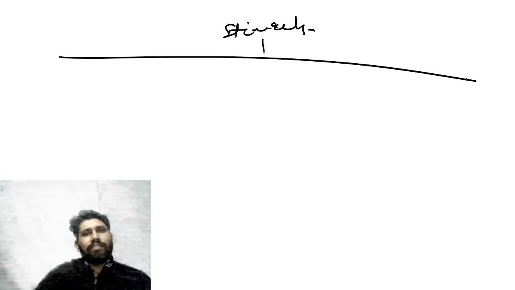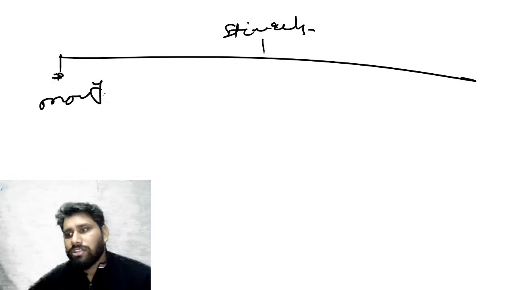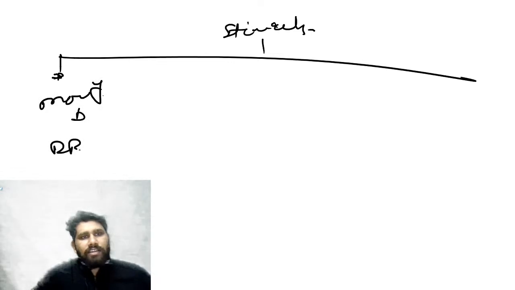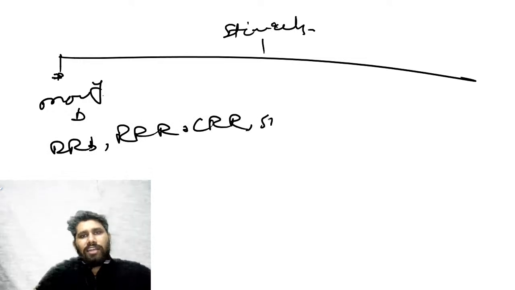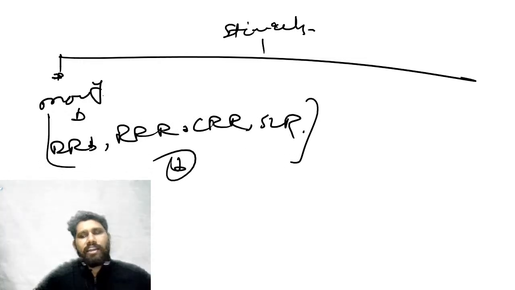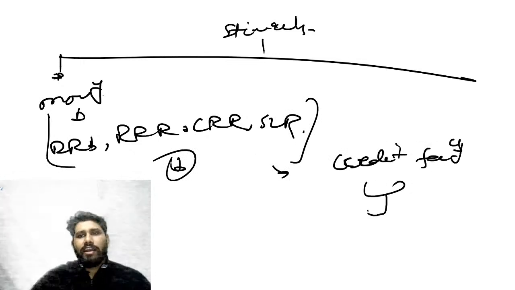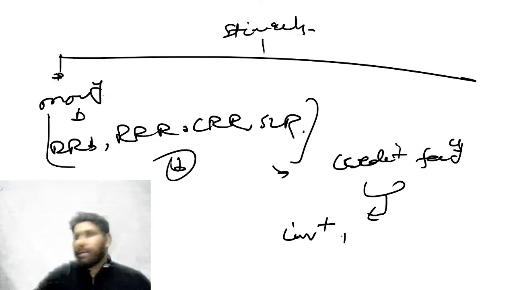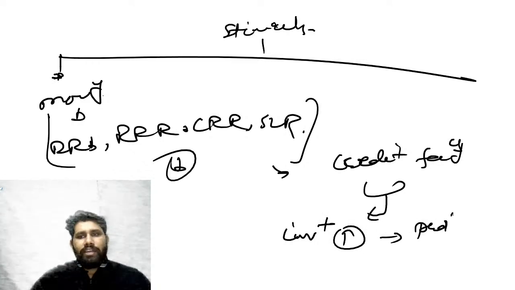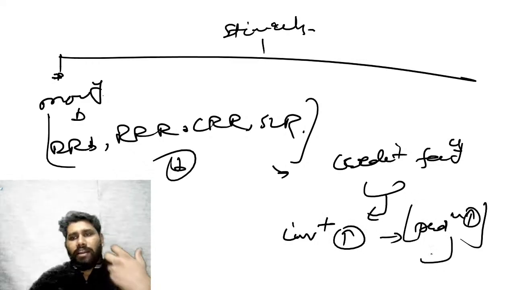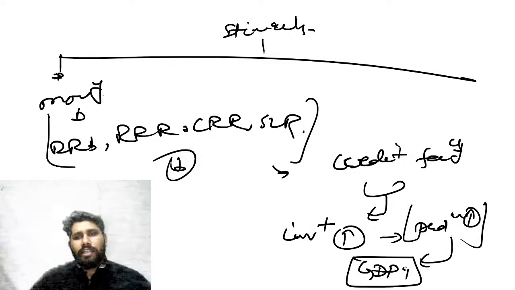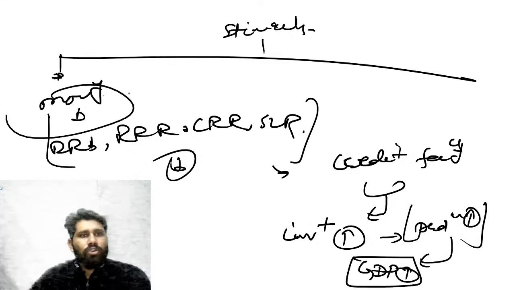Under the monetary stimulus, or monetary policies, the Reserve Bank of India generally decreases the repo rate, reverse repo rate, CRR, SLR, and these kinds of key policy rates, so that the credit facility can be extended in India. And the investment can go up, and if investment increases, ultimately production will increase, and if production increases, our GDP will again be in a reviving condition. So this is the so-called monetary stimulus.